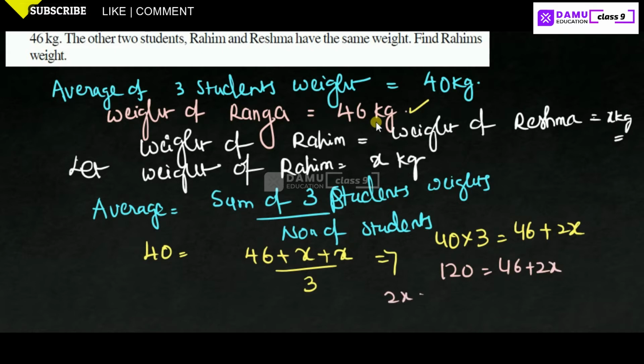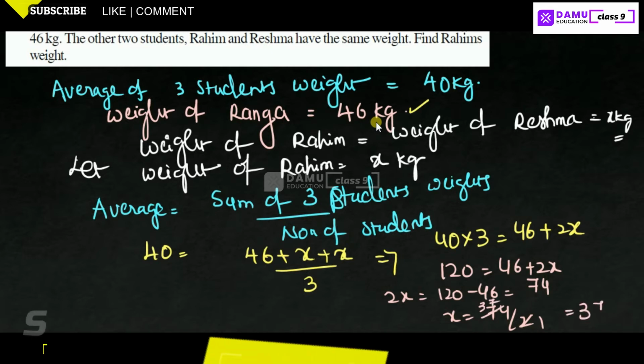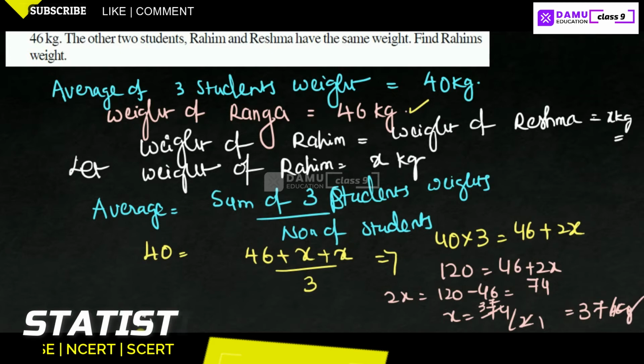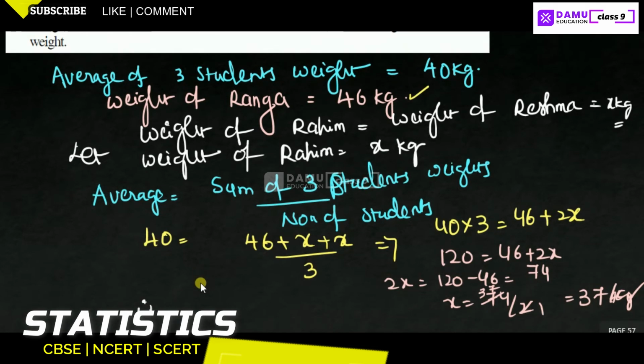Then 2x will be equal to 120 minus 46, which gives 74. Then x will be equal to 74 by 2. 2 threes are 6, then 3 sevens, so we get 37 kgs. Therefore, the weight of Rahim will be equal to 37 kgs.